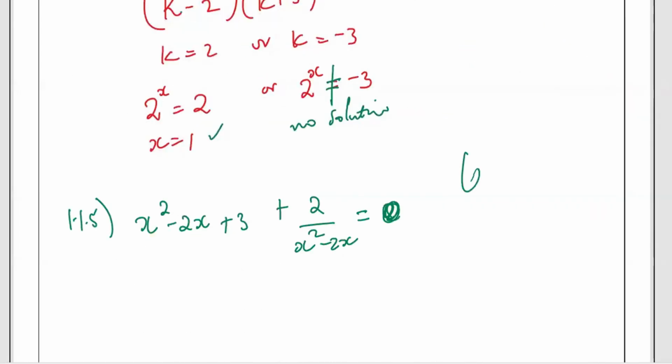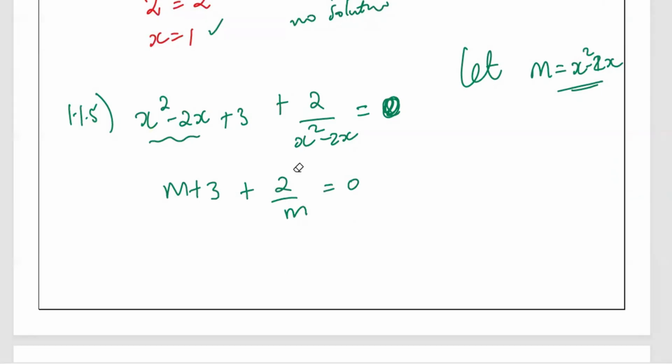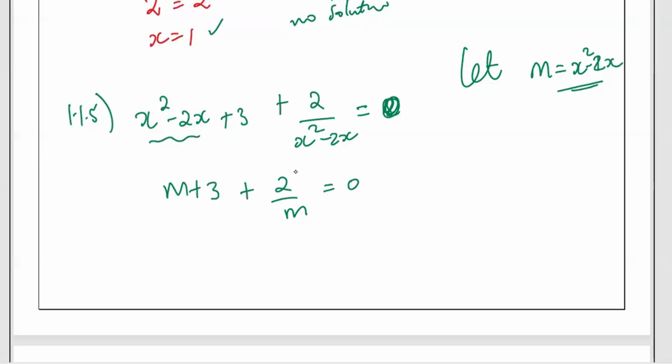Okay, so I'm saying let m be x squared minus 2x. Where there is x squared minus 2x, I'm going to represent it as m. Meaning that in this case, I'm going to have m plus 3 plus 2 over m is equal to 0. Step number 1, I'm just going to multiply through by m. Everything should be affected by m. So that's going to be m squared plus 3m plus 2 must give us a 0.